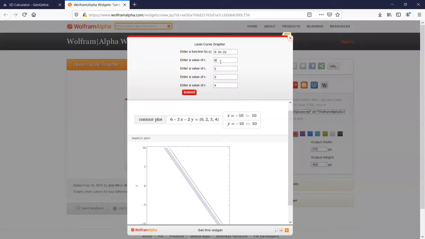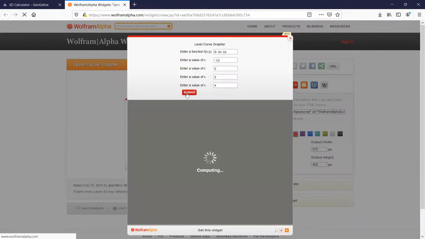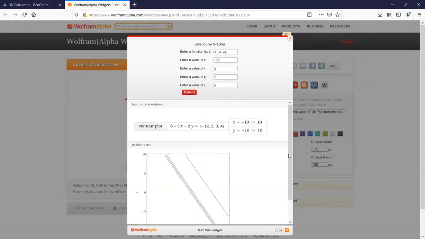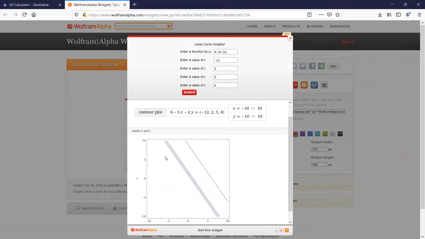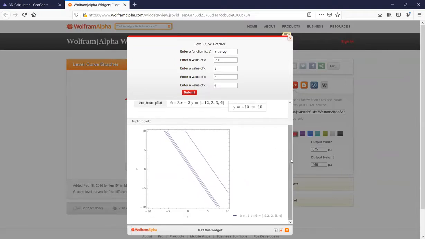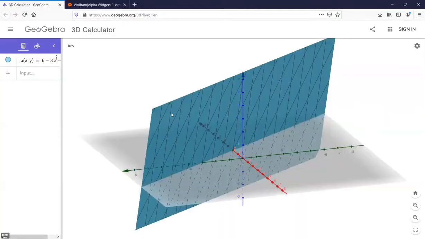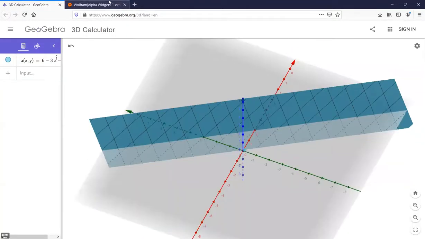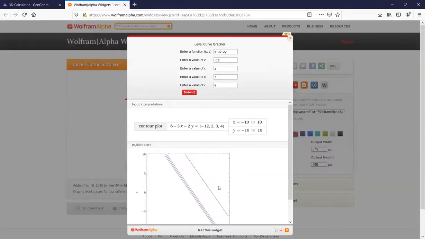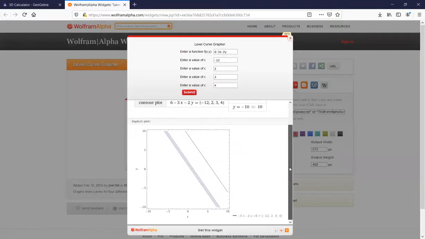You can plug in different values. You can plug in negative 12 here. You get level curves. As you can see, these lines on the xy plane represent the level curves of the plane that you had. So this is your plane, and these are the level curves, the projection in the xy plane for specific values of z.